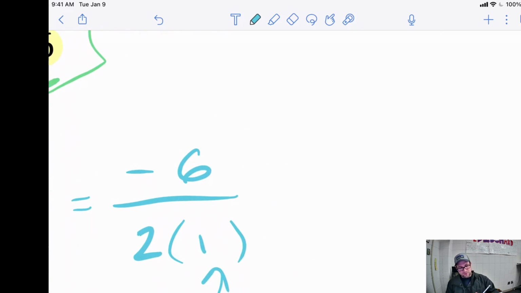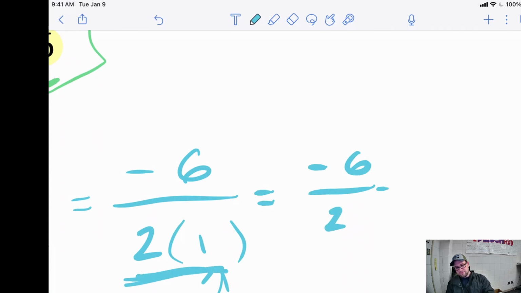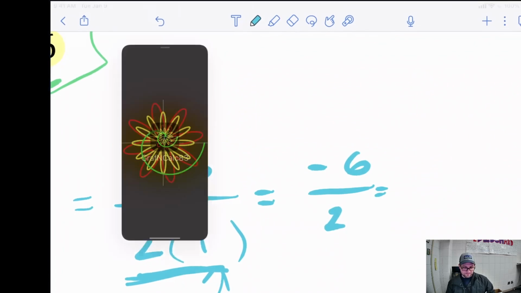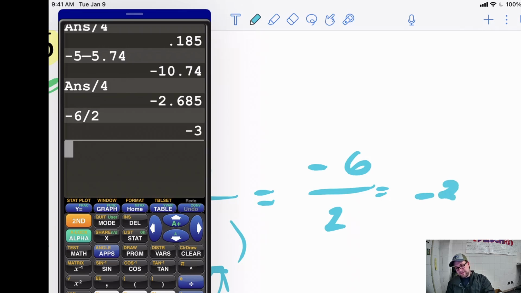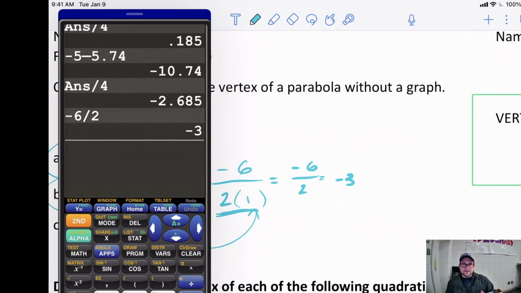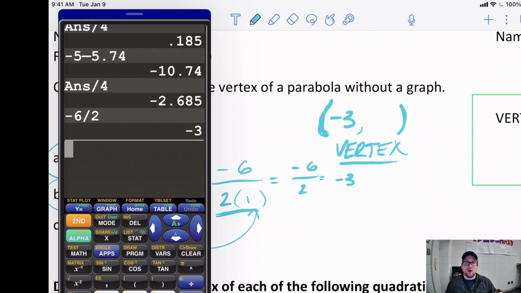So once you get this, we want to simplify this. This is going to be a negative 6 up top. 2 times 1, that is just 2. Now on our calculator, let's punch this in. Negative 6 divided by 2 gives us a big old negative 3. Now, here's the thing about that negative 3. You've done a lot of work to get that negative 3, but we're not quite done. That is the x-coordinate of our vertex, right? If this is our vertex, you have just found the x-coordinate. Your job now is to go back and find the y-coordinate.